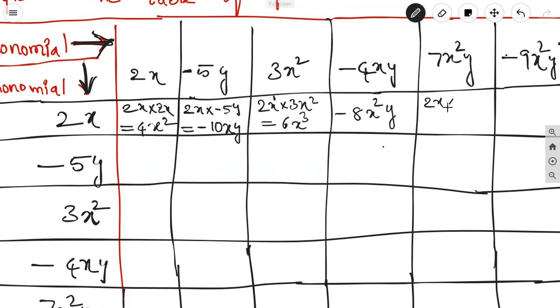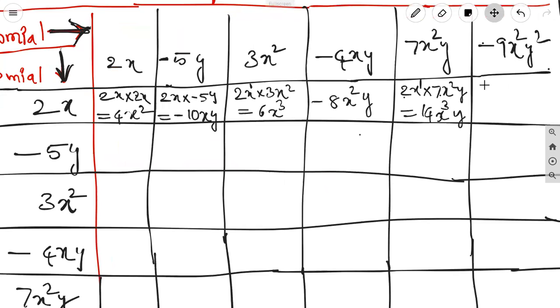Or if you get confusion, write like that: 2x into 7x square y. 2 7s are 14. X into x square, it is x to the power of 1. Bases are same, so we add the powers. 1 plus 2 is 3, into y.